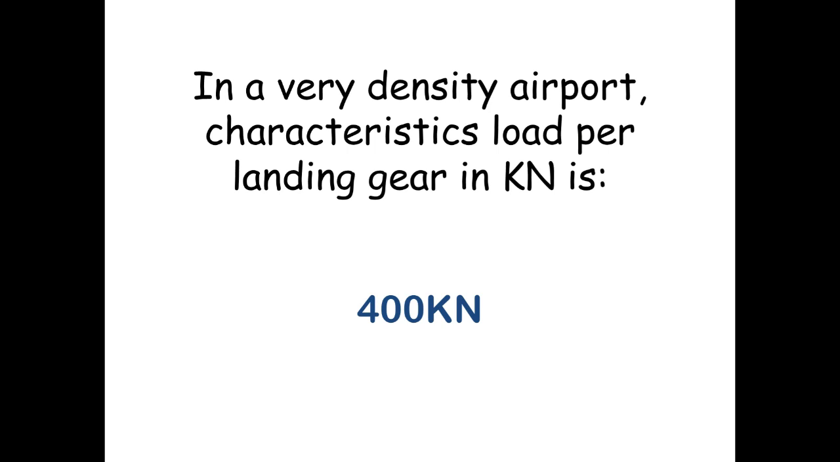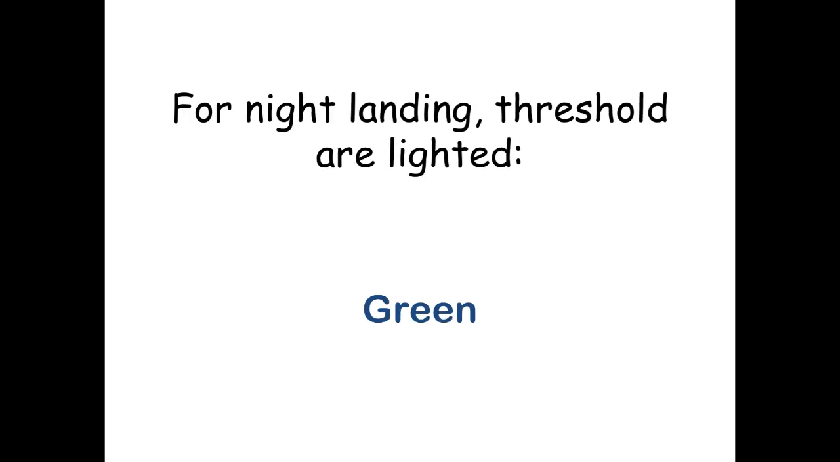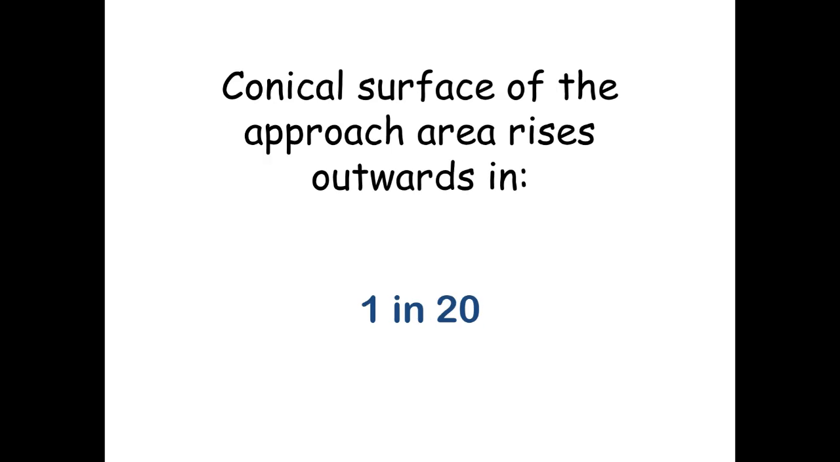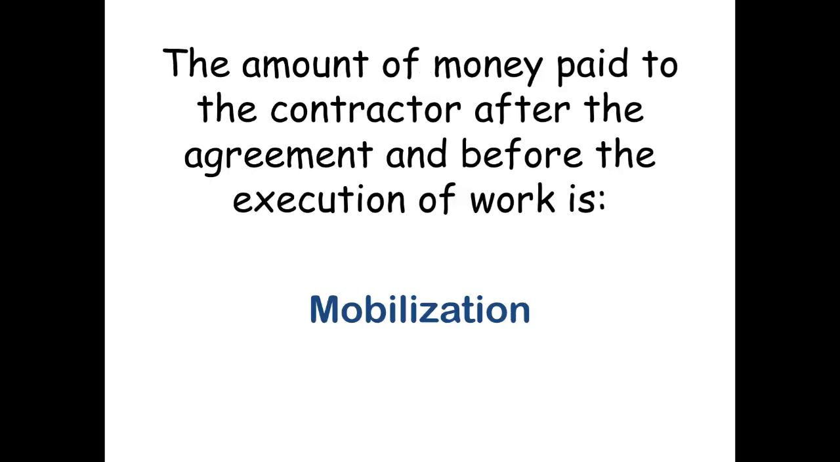In a very dense airport, characteristic load per landing gear in kilonewton is 400 kilonewton. Shape of landing direction indicator is T. For night landing, thresholds are lighted green. The height of pilot eye above the surface is 3 meters. Conical surface of the approach area rises outwards in 1 in 20. From the end of an instrument runway, the approach surface rises outwards by 1 in 50.